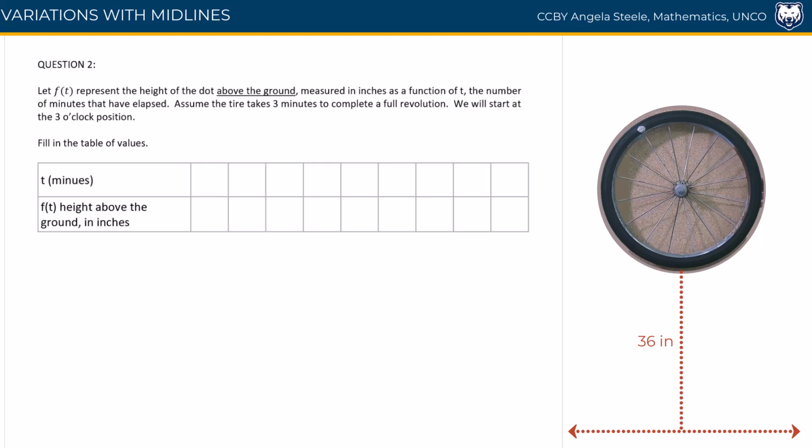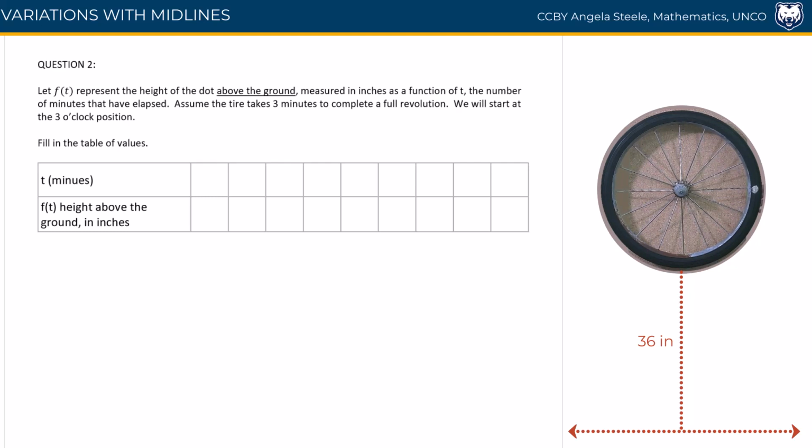All right, so you can see a lot of the things in our question stayed the same. We're going to let the function represent the height of the dot. I've underlined what's different. It's going to be above the ground, measured in inches as a function of t, the number of minutes that has elapsed. We're still going to assume the tire takes 3 minutes to complete a full revolution, and we're always going to start at that 3 o'clock position.